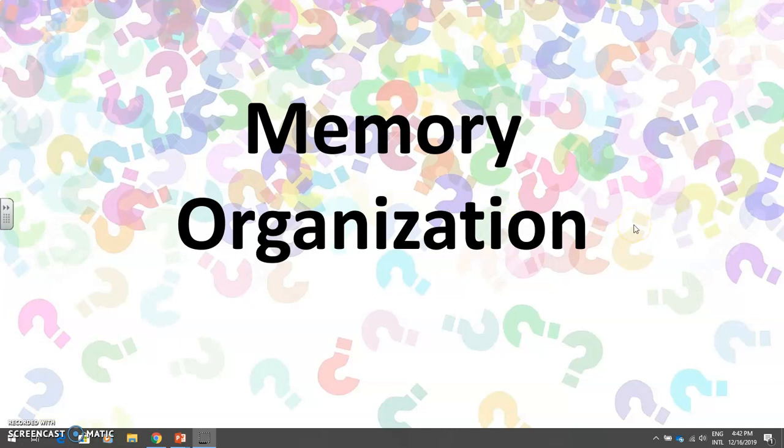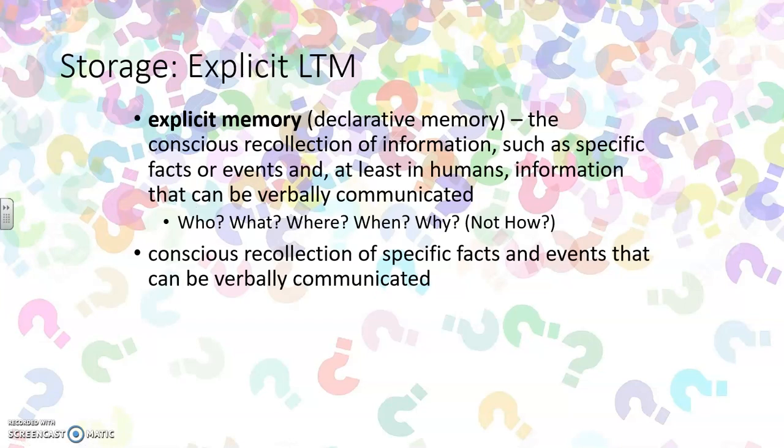So first we have explicit memory, and that's just our who, what, where, when, why information. It's easily communicated with one another, but it's also our memories that we have to work hard to get there. So memorizing the quadratic formula, or memorizing all of the parts of the unit circle. You have to really work hard to get that information there.